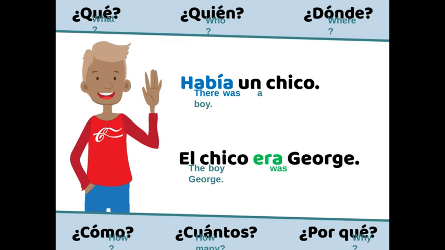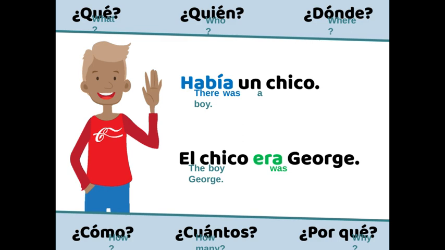Okay, let's get started with our questions. Question number one. Había un chico. Diga sí o no. Había un chico. 1, 2, 3. Sí. Yes, there was a boy. Sí should be your answer.